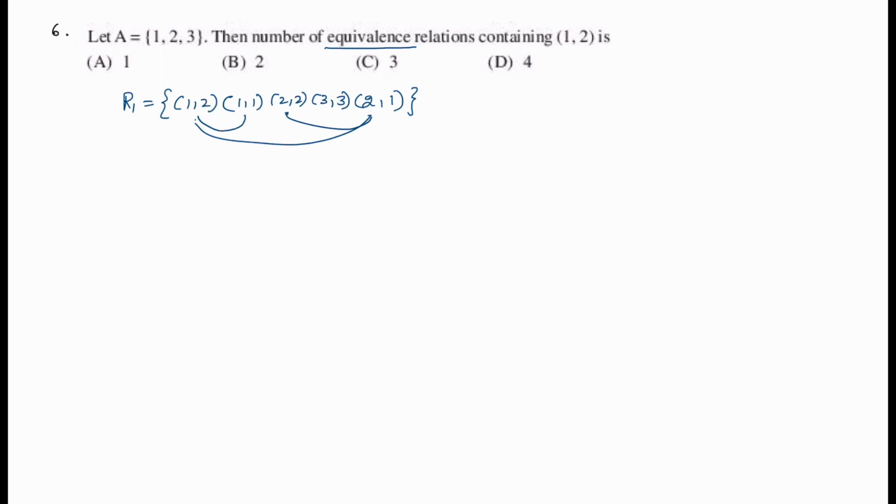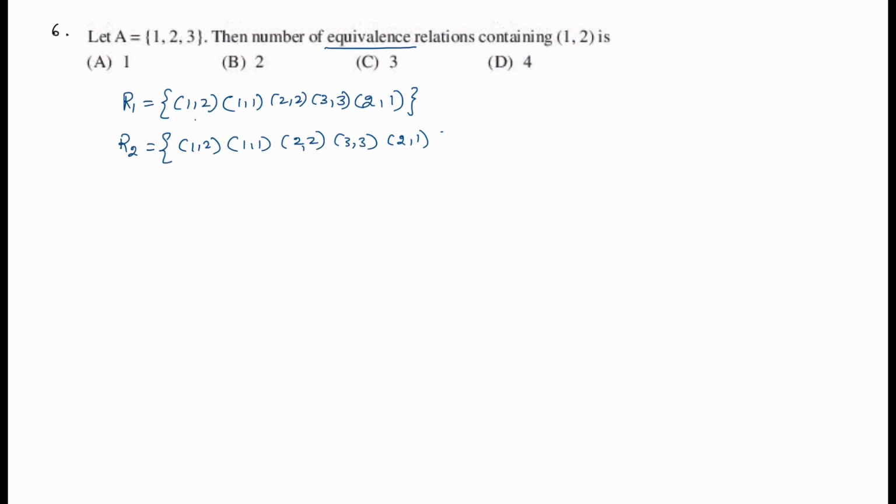Starting with 3, we don't have any element. Therefore, it is a transitive relation. It is reflexive, symmetric, and transitive. This is an equivalence relation. Let us try one more. (1, 2) should be included, and to be reflexive, we have to write (1, 1), (2, 2), (3, 3).